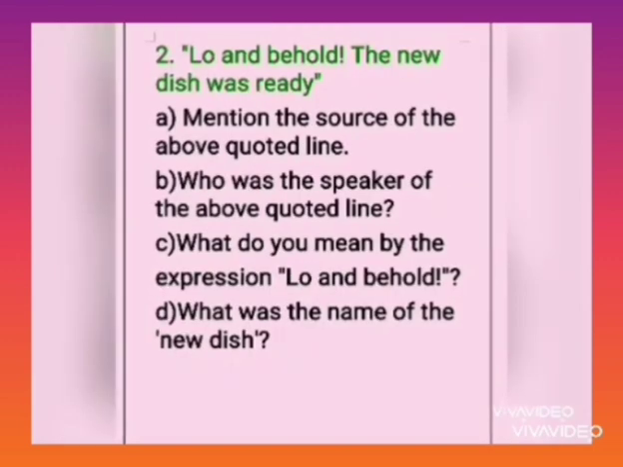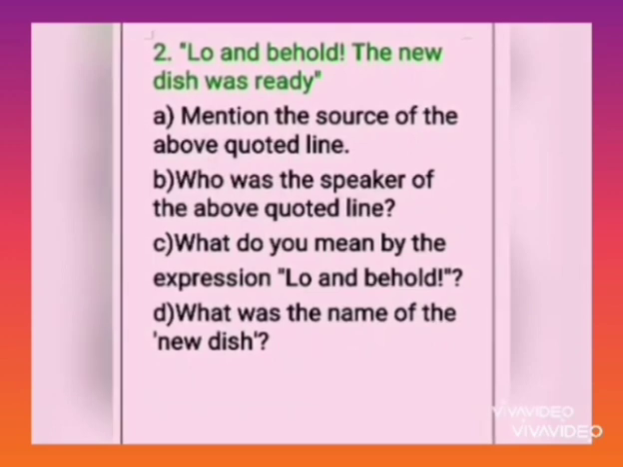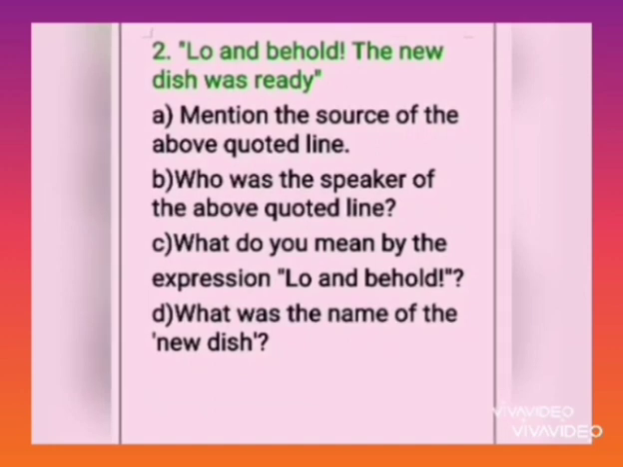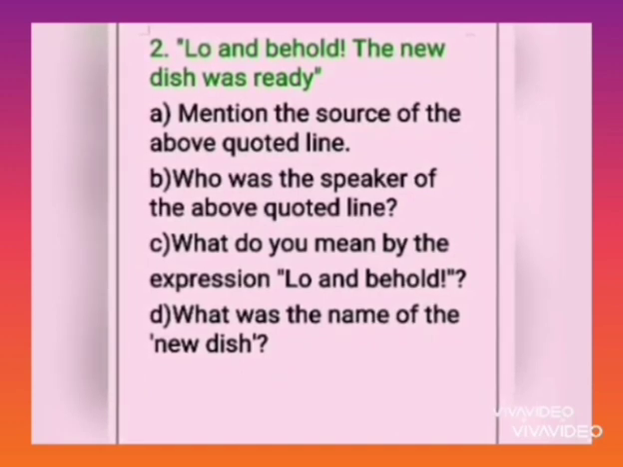2 number reference to context. Lo and behold, the new dish was ready. Yes, this is the line. Lo and behold, the new dish was ready. The first question is mention the source. Same type of question. Mention the source of the above quoted line. Who was the speaker of the above quoted line? Speaker means one who says.